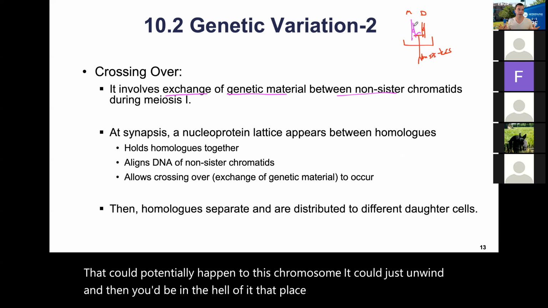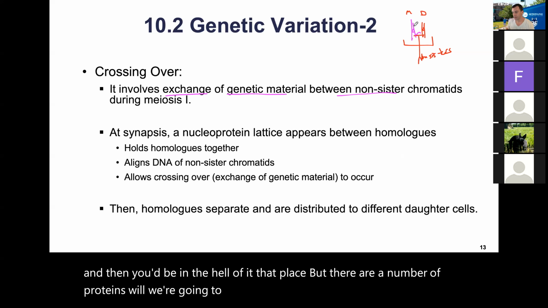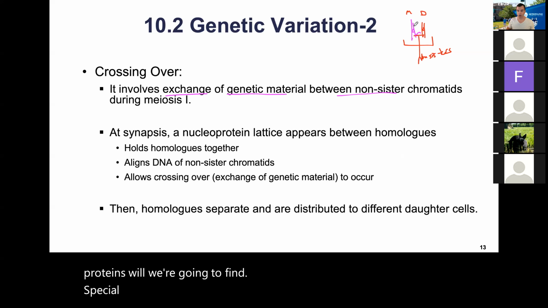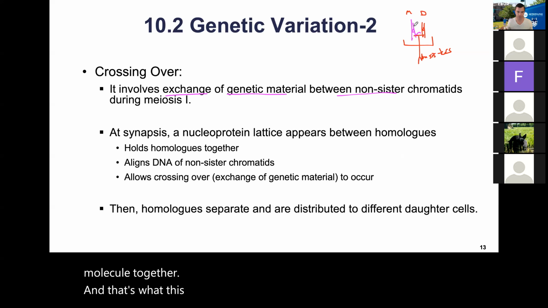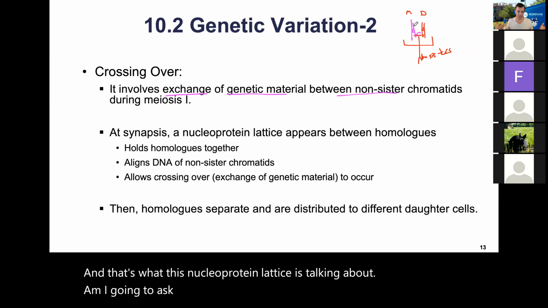But there are a number of proteins we're going to find, especially in chapter 13, that help to hold the structure of the DNA molecule together. And that's what this nucleoprotein lattice is talking about. Am I going to ask a potential question about what holds the synapses together? No, okay?